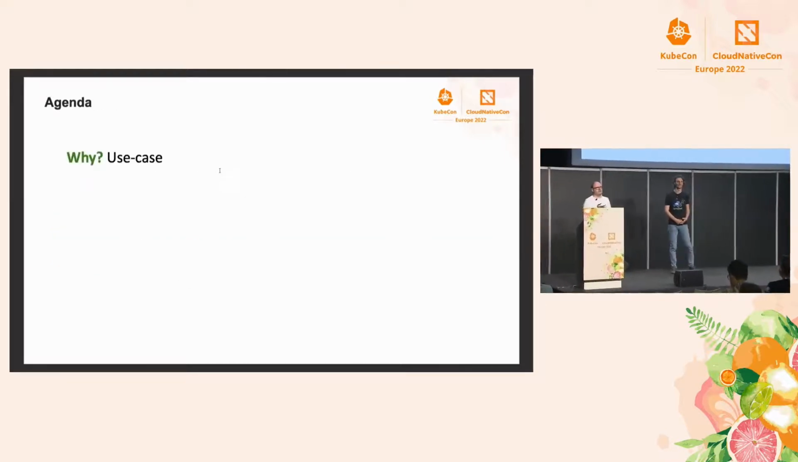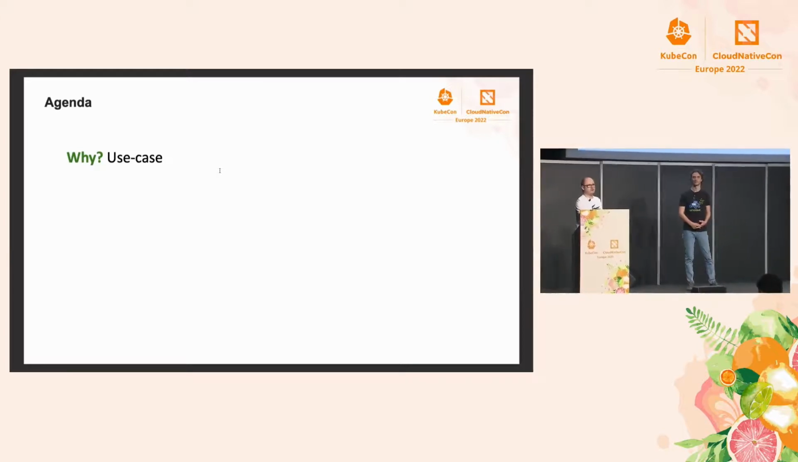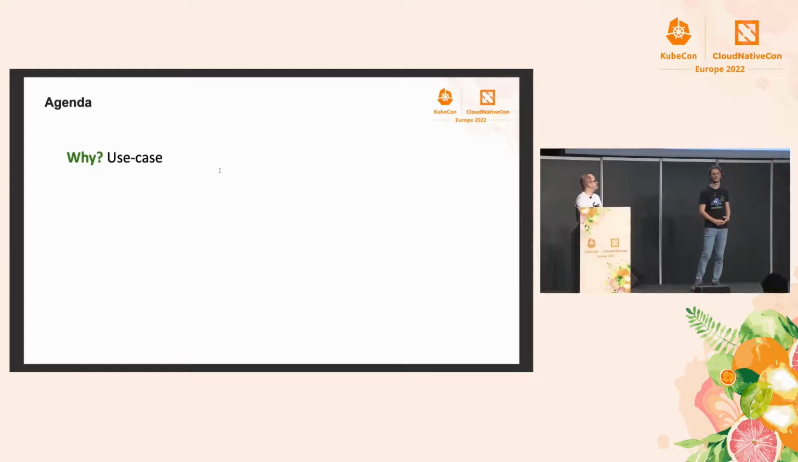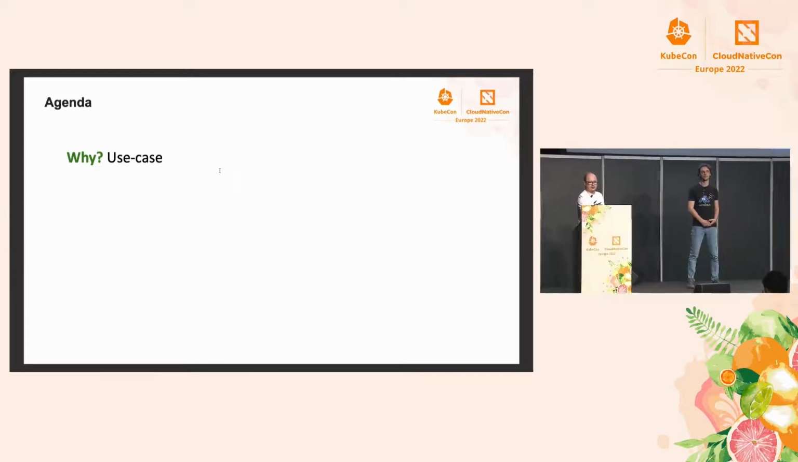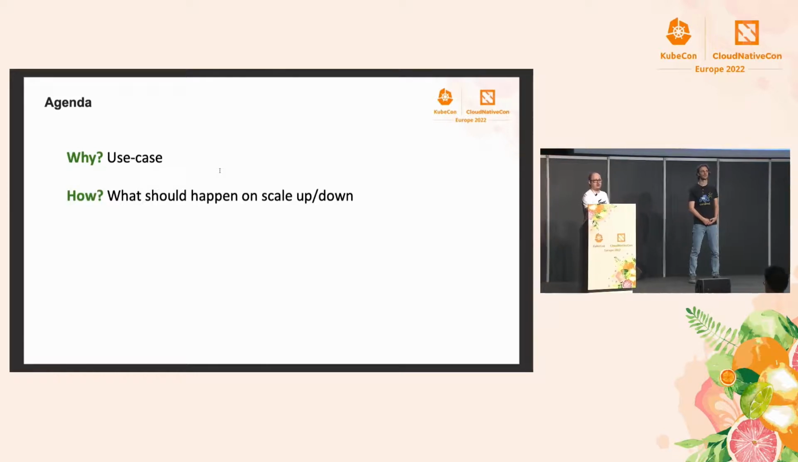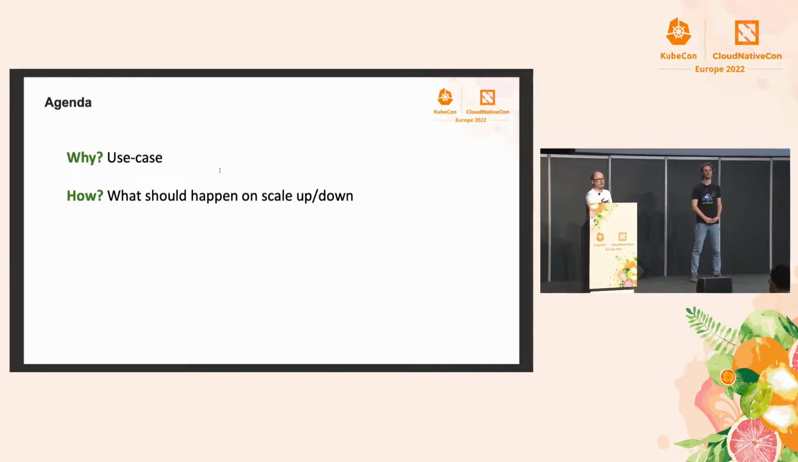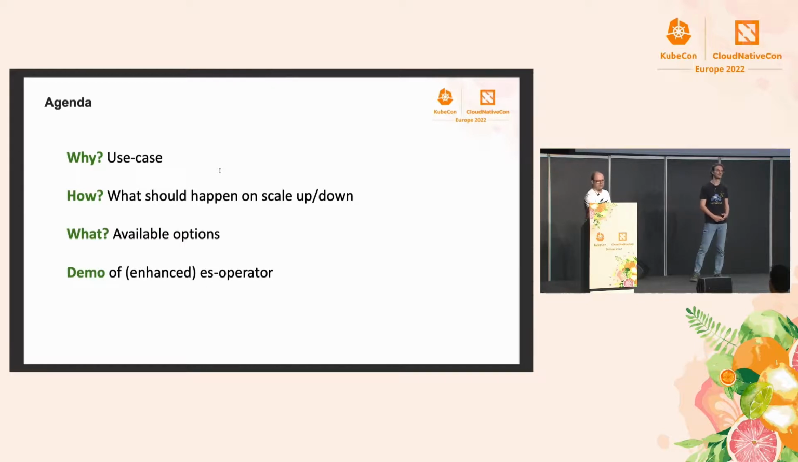So let's start with the agenda. We'll talk about why we want to have such an operator, so the use cases. We will talk about how it should work, when should it scale up and down, and what should we do when it does that, and available options, and last, a quick demo of our proof of concept.